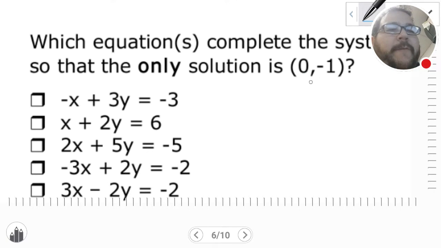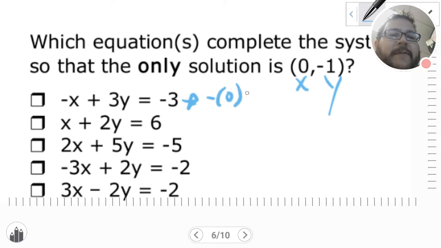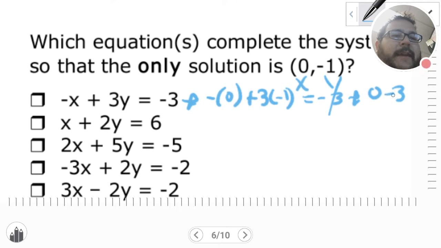So how do I do that? Well, we know that 0 stands for x and -1 stands for y. So we are going to substitute in 0 and -1. We're going to take -0 plus 3 times -1, and it should equal -3. Well, 0, we get 0, and 3 times -1 is -3. Does 0 and -3 give me -3? It certainly does, so that is a solution.